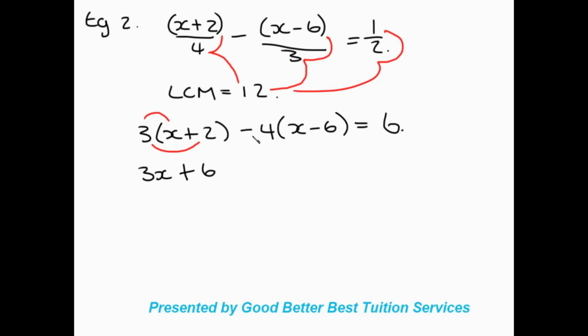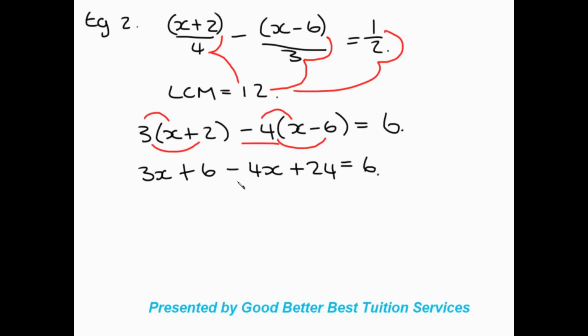Then we're going to times this negative 4. Remember, we count this as a whole term, which is negative 4. So negative 4 is going to times into the first term and then into the second term. So negative 4 times x gives me negative 4x. Then negative 4 times negative 6 will give me positive 24 because it's a negative times a negative. And on this side we'll just be left with 6 again.